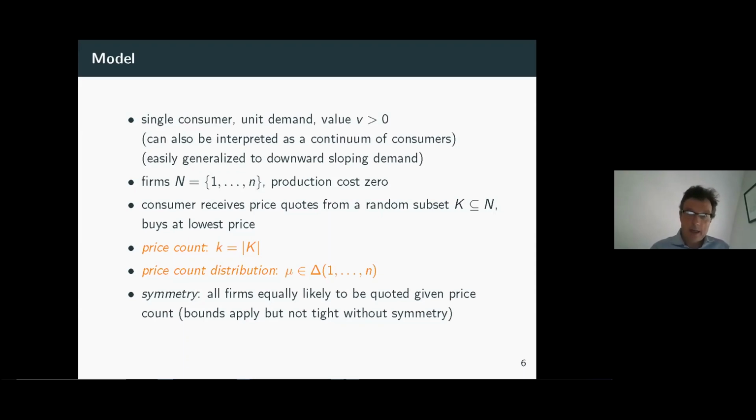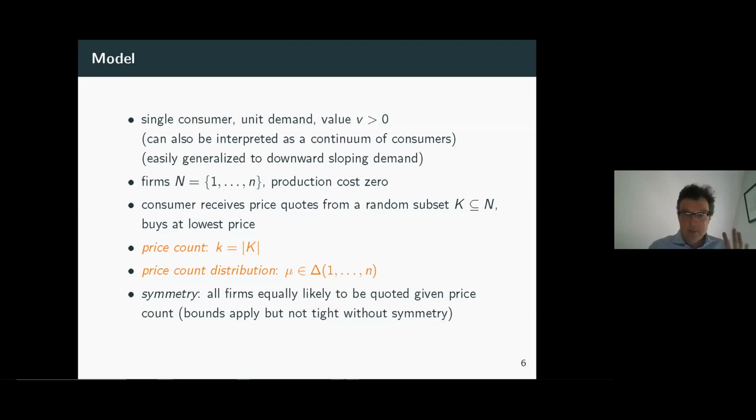The consumer at any point in the market receives price quotes from a random subset, so that's where the uncertainty is. The uncertainty about competition is identified by this random subset of competitors who are actually quoting a price. And small k, the price count, is simply the cardinality of the set of firms that make a price offer. What we're taking as part of the description of the model is that part of the primitive is the price count distribution mu that identifies how many quotes a consumer can get, ranging from 1, that's a monopoly, to n, which is the largest possible number of quotes. We're going to assume some symmetry so that for any given number, each firm is equally likely to be quoted.